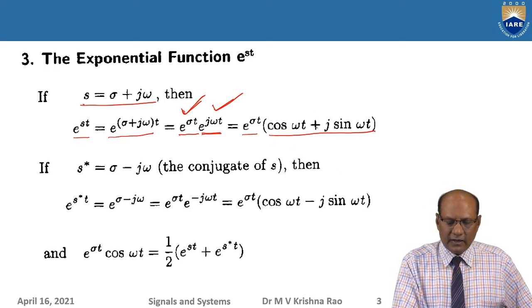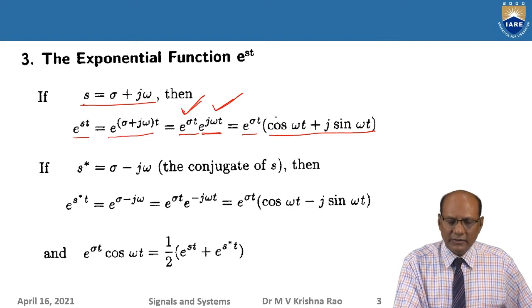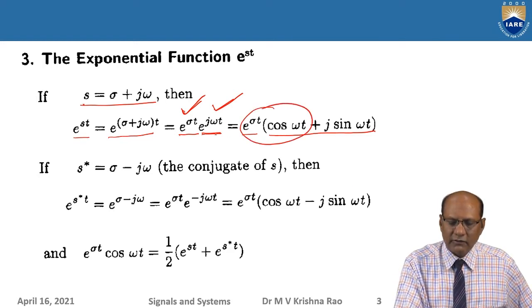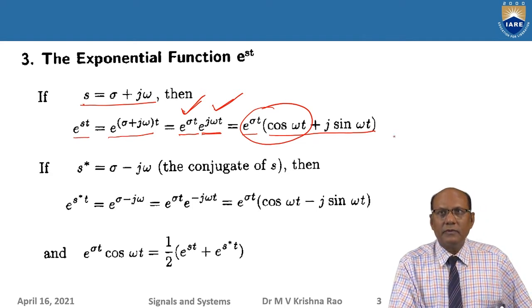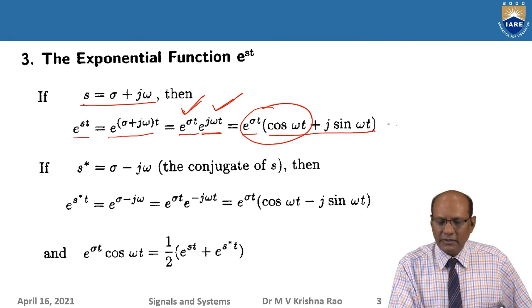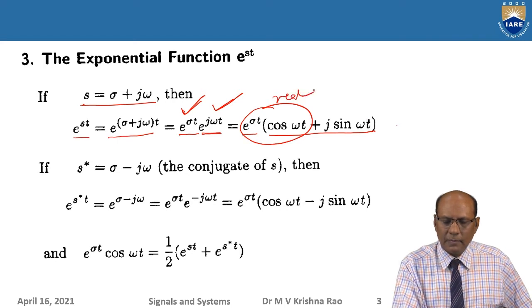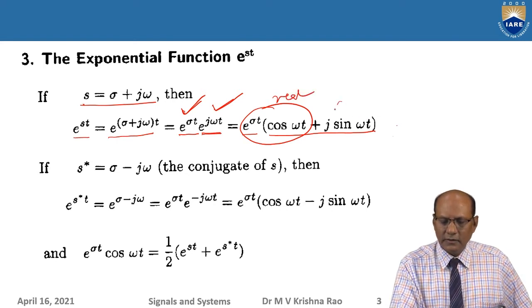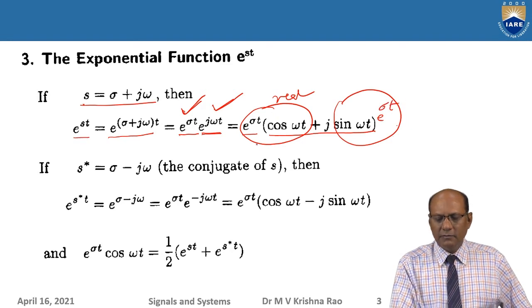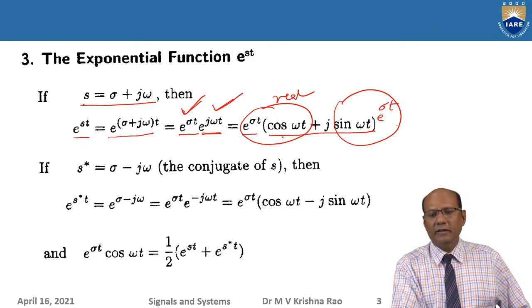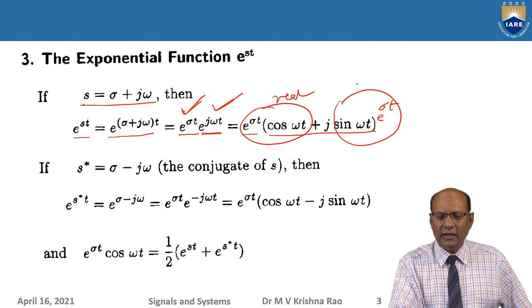Now, if I take only the real part, this is what I will get. And if I take the imaginary part, what is it? This is the real part. What is the imaginary part? Sin omega t multiplied by e to the power of sigma t, because e to the power of sigma t is common here. So this is real and this is imaginary.